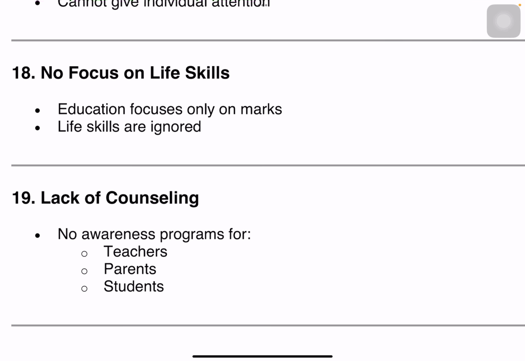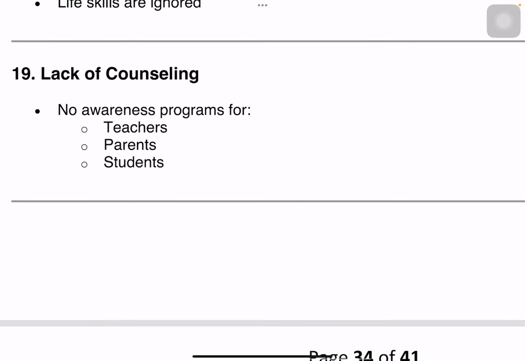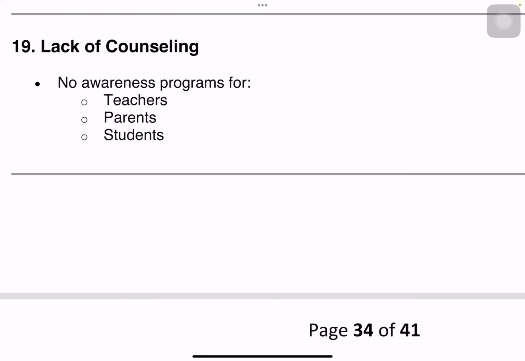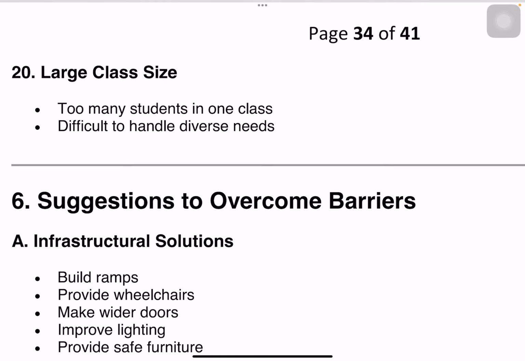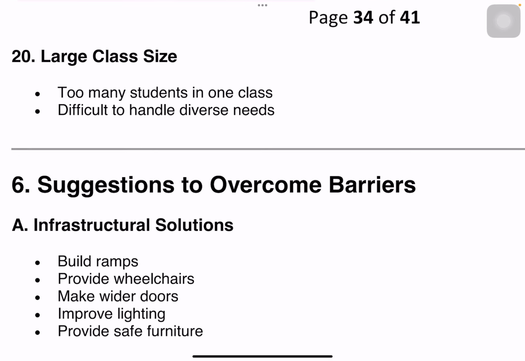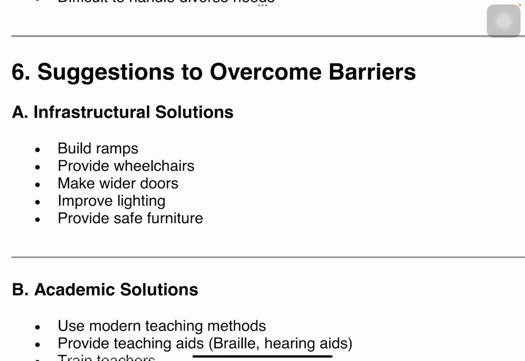Number 18, no focus on life skills. Education focuses only on marks, life skills are ignored. Number 19, lack of counseling. No awareness programs for teachers, parents, students. Large class size. Too many students in one class, difficult to handle diverse needs.